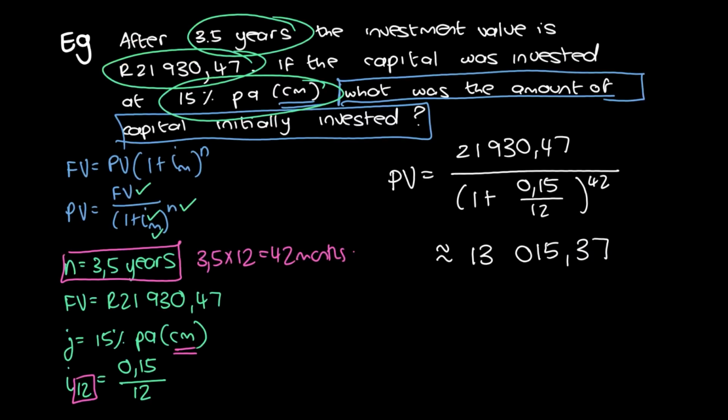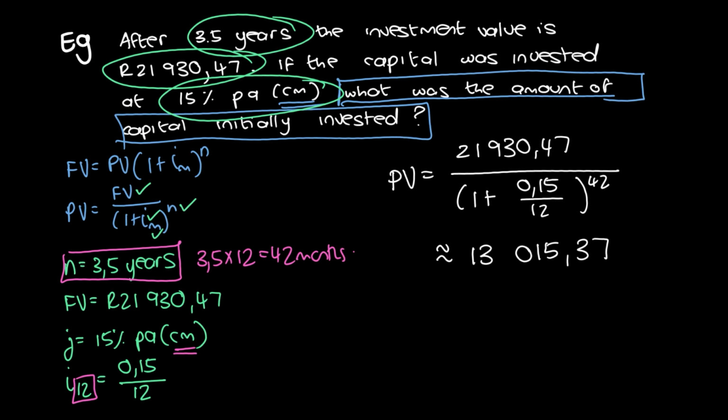Okay, so this example is just a copy and paste from our video where we used compound interest and worked out the present value. On the screen right now, you see there's already working out and you already have the answer. The idea is so that we can compare the two: what you needed for your formula versus what you're going to need for your financial calculator. So the example is: after 3.5 years, the investment value is 21,930 Rand and 47 cents. If the capital was invested at 15% per annum compounded monthly, what was the amount of capital initially invested?